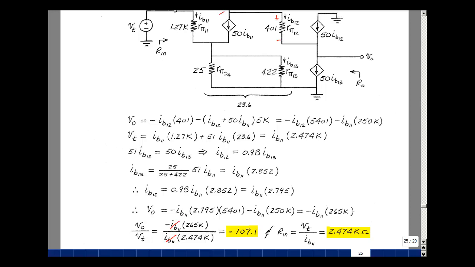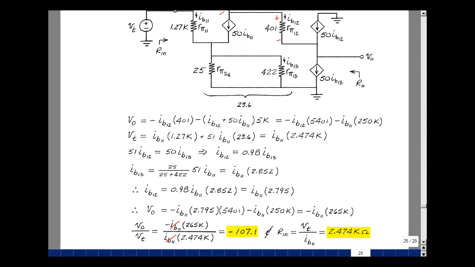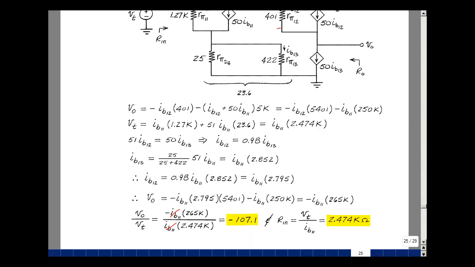What's the resistance looking in here? To find the input resistance, we need to find the ratio of V test to IB11, and we already got that up here. V test was equal to IB11 times 2.474K. Well, the ratio of V test to IB11 is just that. So our input resistance looking into our amplifier part of this subcircuit of the op-amp.